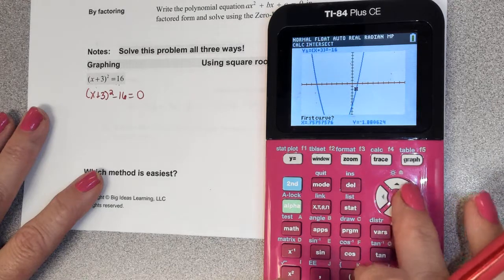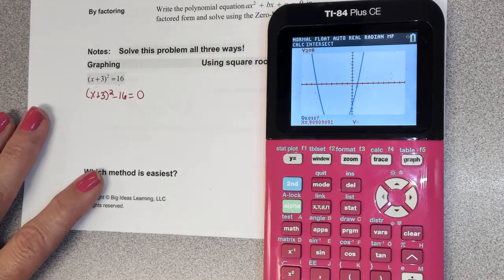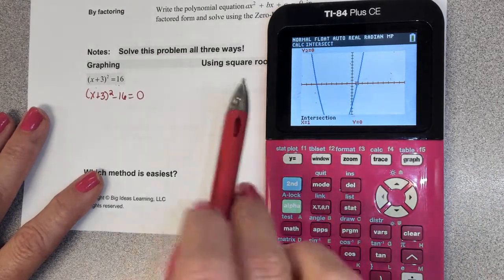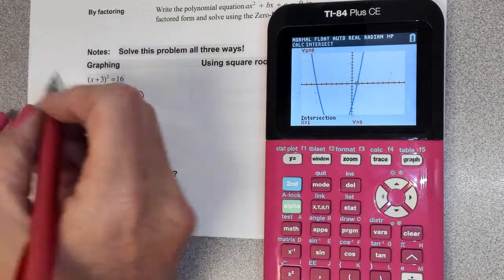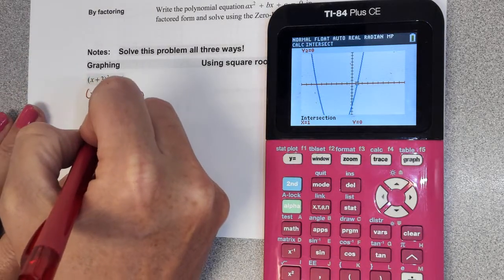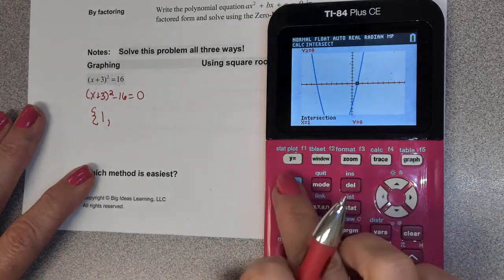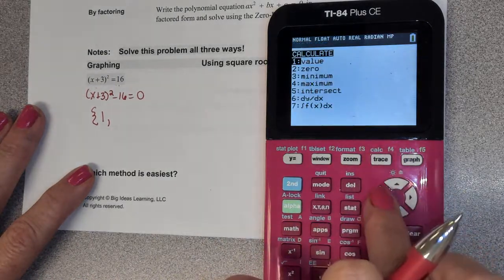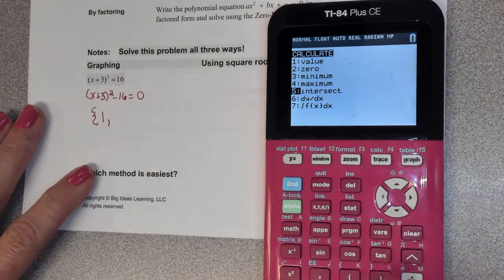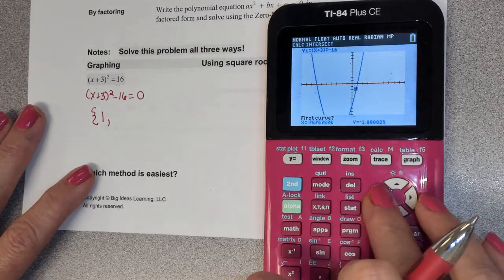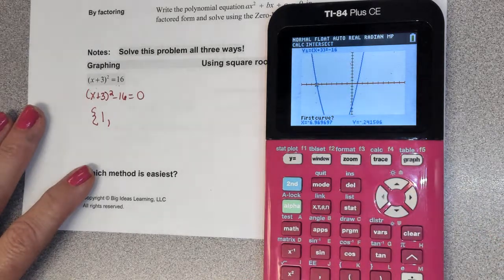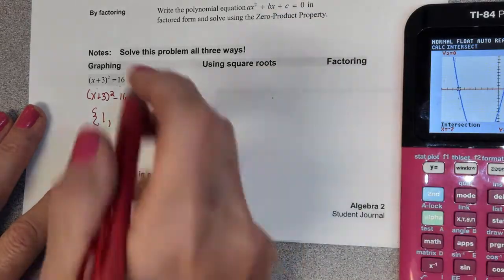And now I want to get kind of close to it, so I go enter, enter, enter. And it tells me that one of my solutions then, we'll write it in our solution set as 1. My other solution, I do second, trace, calculate, intersect. And I want to get over there close. I'm going to do enter, enter, enter, and it tells me it's negative 7.